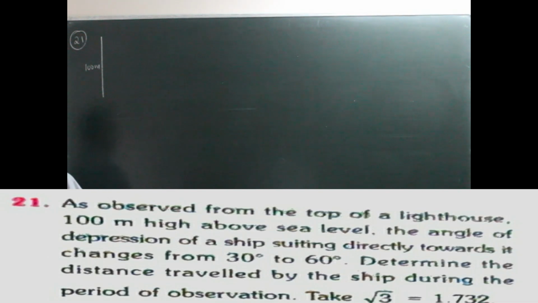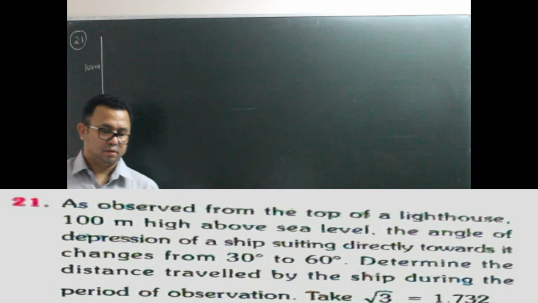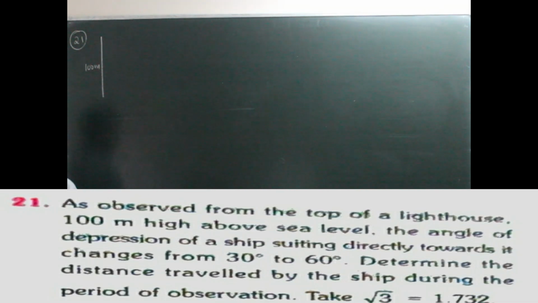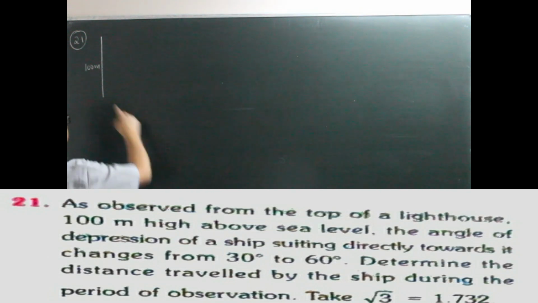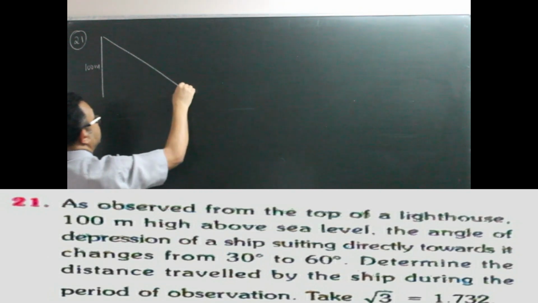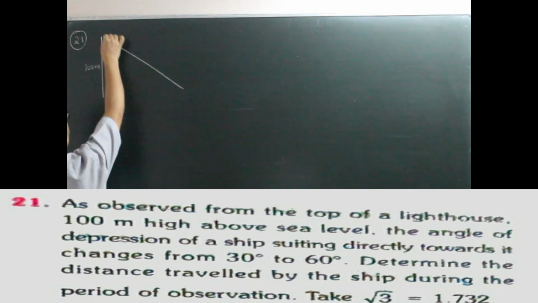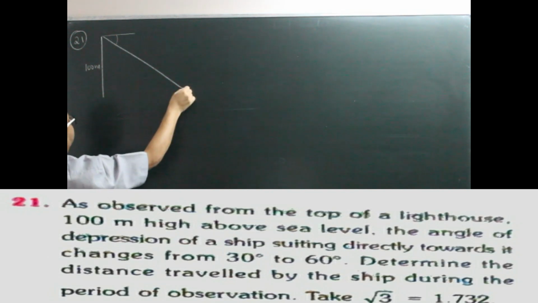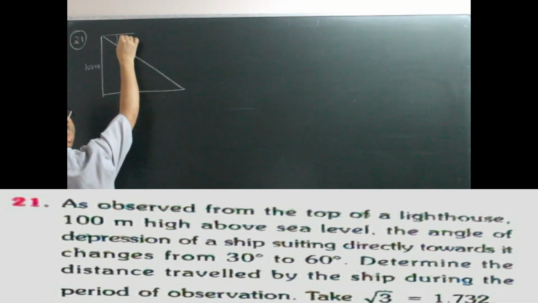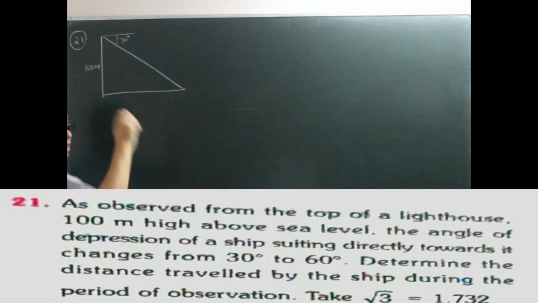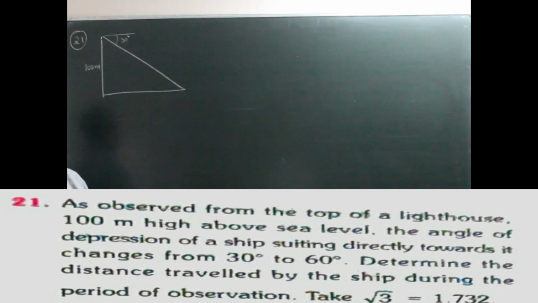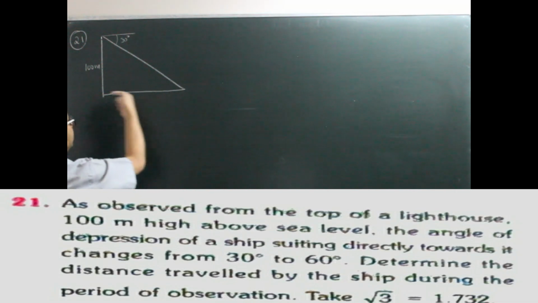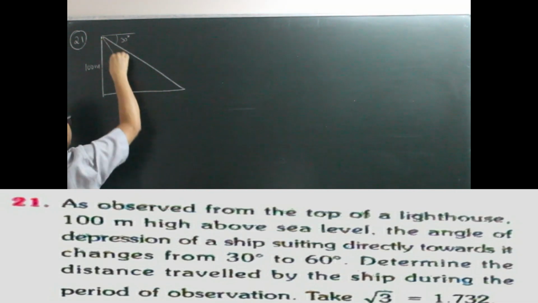The angle of depression of the ship moving directly towards it changes from 30 degree to 60 degree. Determine the distance traveled by the ship during the period, and root 3 value is 1.732 they have given. So somebody from here looks at the ship. There one ship is coming, approaching towards the lighthouse. Don't forget what I have already discussed about depression. From here when he is looking at the ship, angle of depression is 30. But after some time, as the ship is coming this side, now the angle of depression changes to 60 degree.